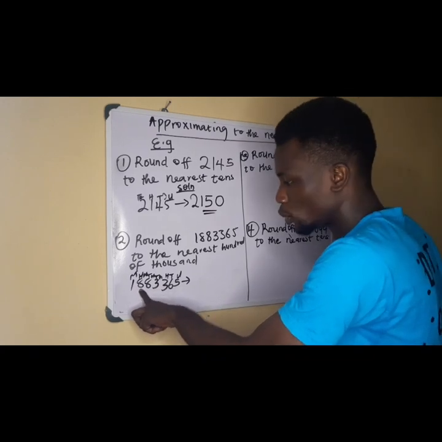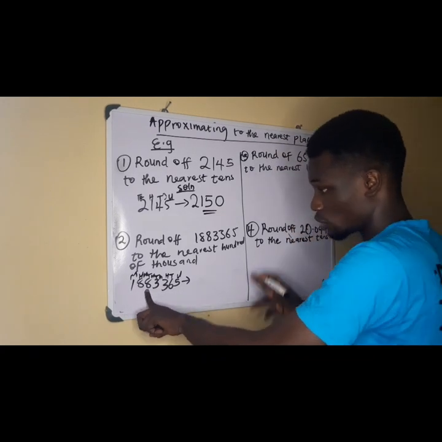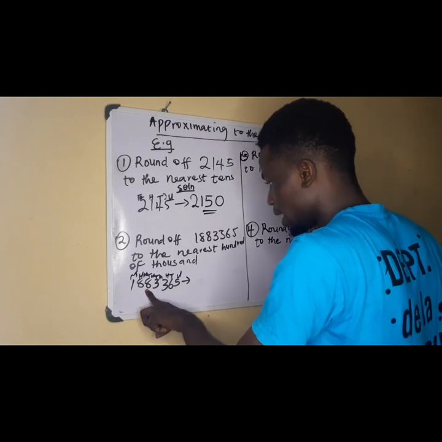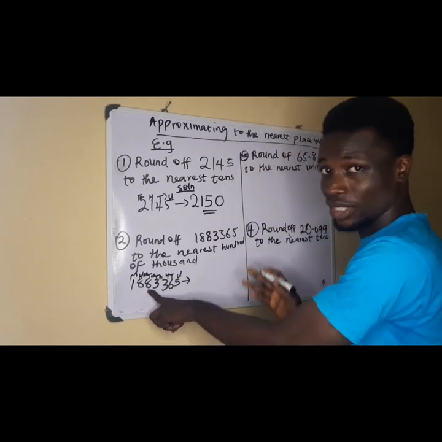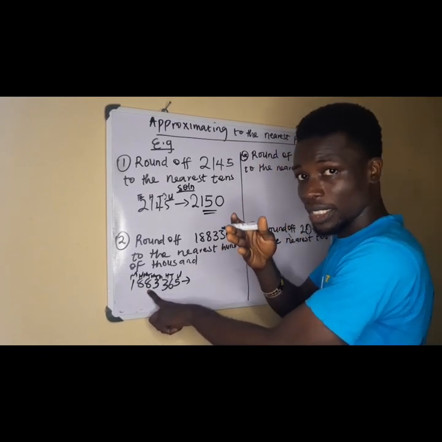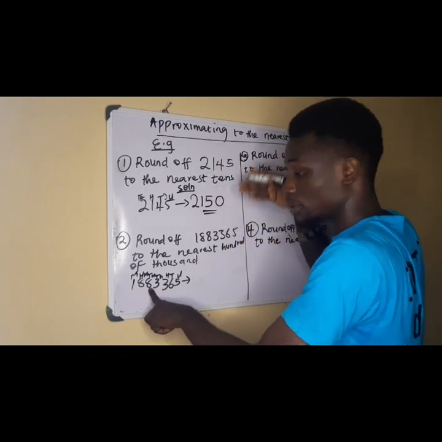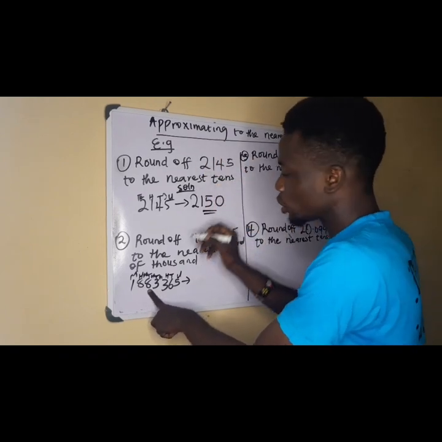This is the one I'm going to affect. So what do I do? The preceding number, I'm either going to round it up or round it down. And because the preceding number is 8, and I told you the range for rounding up is from 5 to 9, 8 falls in the category of rounding up. So what will happen now?